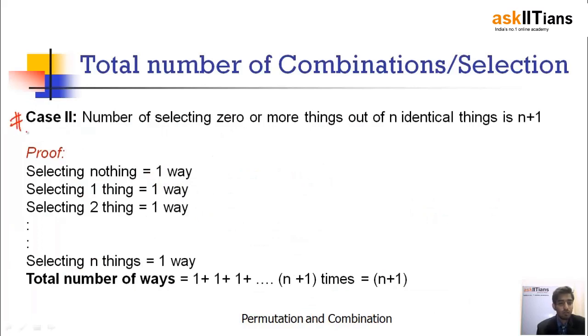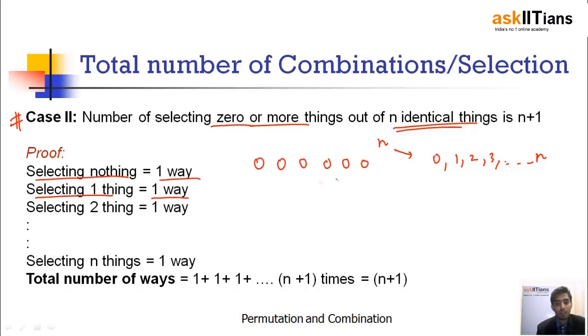Now consider case 2. The number of ways of selecting 0 or more things out of n identical things is n + 1. Suppose I have n identical things, and out of these I want to select either 0 or 1 or 2 or 3 or n things, then what is the number of ways? If I want to select 0 things, if I want to select nothing out of these n identical things, there can be one way. If I want to select one thing, again there can be one way, because all the objects are identical. Suppose I have n balls, and all these balls are identical.